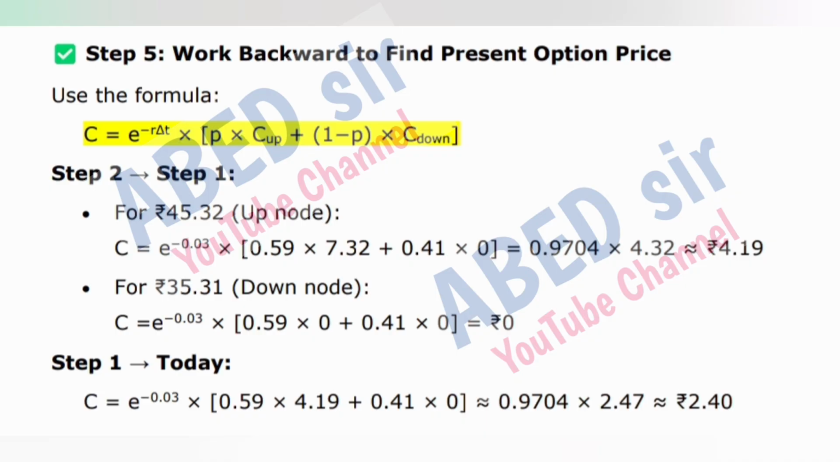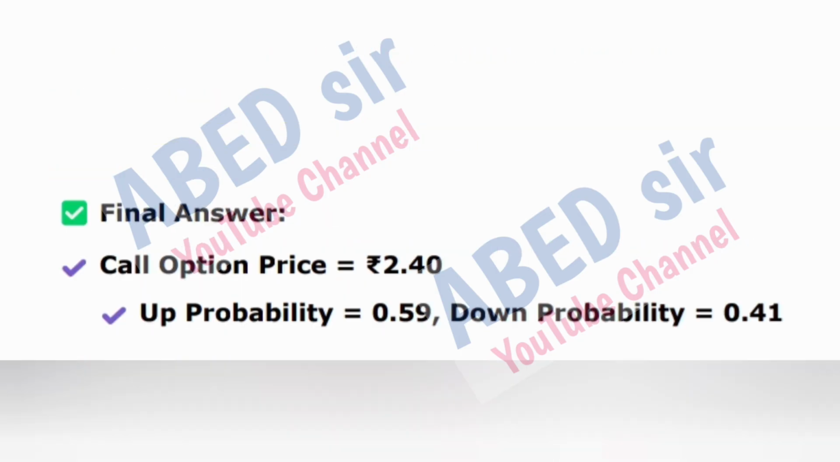Step 5. Work backward to find present option price. Use the formula. Step 2, then step 1. For 45 rupees and 32 paise, up node, C is equal to 4 rupees and 19 paise. For 35 rupees and 31 paise, down node, C is equal to 0 rupees. Step 1, today. C is equal to 2 rupees and 40 paise. Final answer. Call option price is equal to 2 rupees and 40 paise.